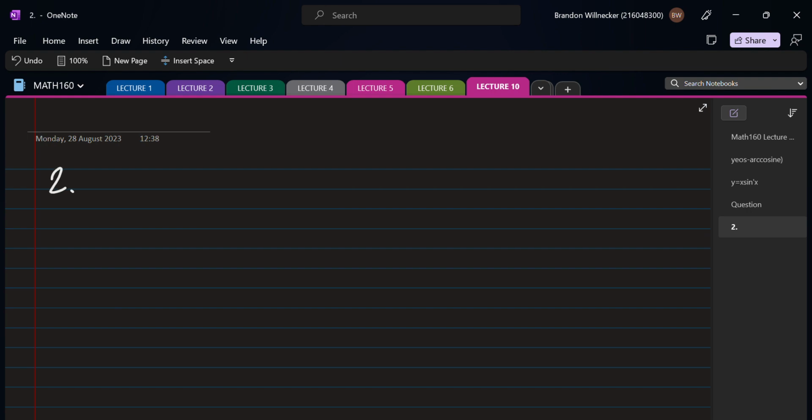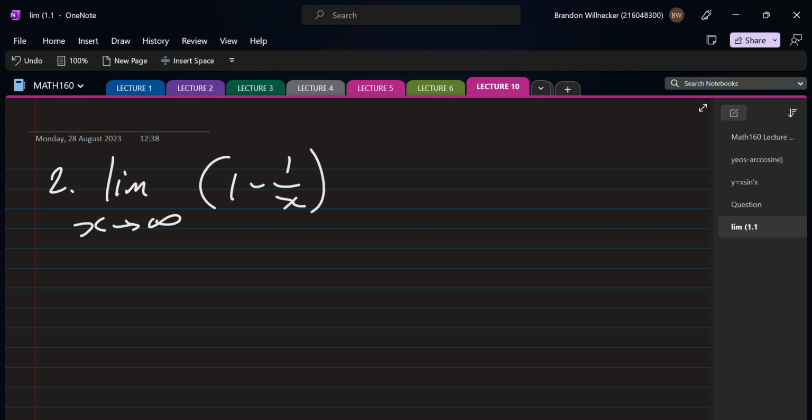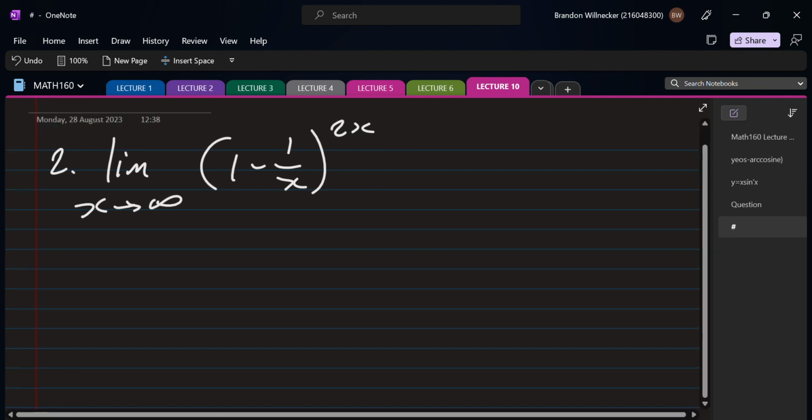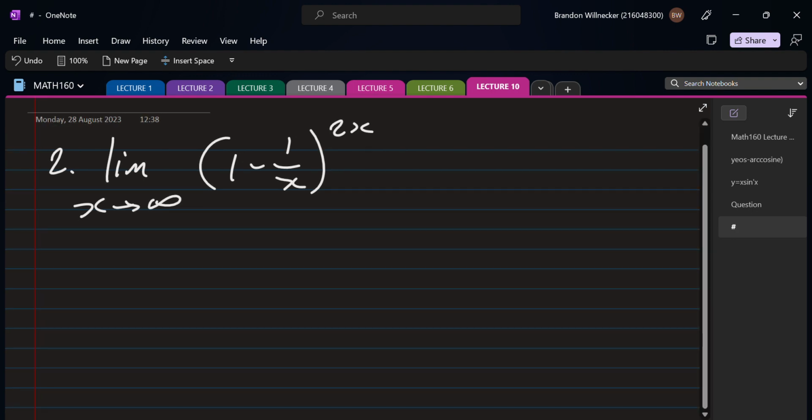So this was the limit as x goes to infinity of (1 minus 1 over x) to the 2x. This was done in class. This was one of the questions we went through together. So we've got a function as the base and we've got a function as the exponent. We did this in the Monday lecture. Whenever you have a function as the base and a function as the exponent, you take the logarithm on both sides.